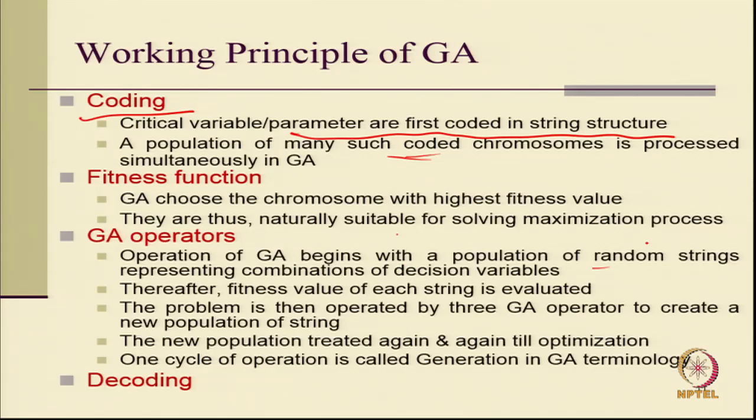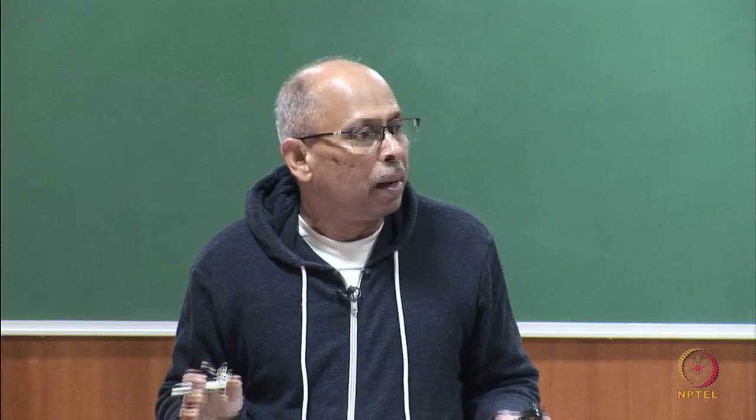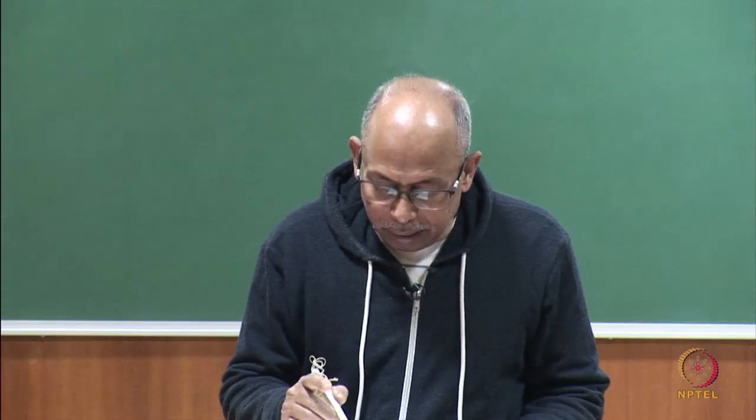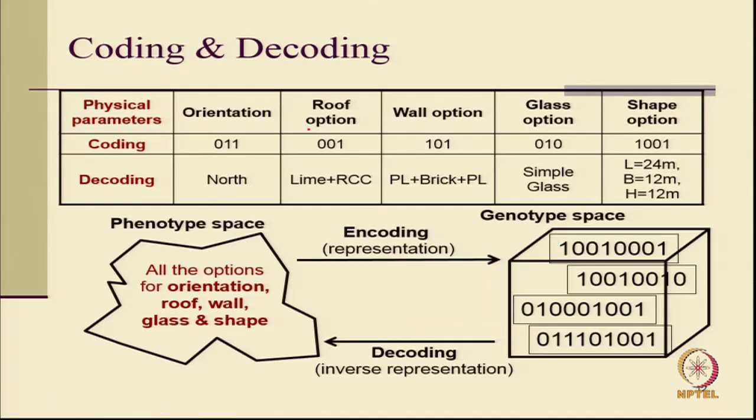I take a random population to start with. Now, how do I combine these variables? Supposing I have orientation, roof orientation is coded, because I will have, let us say, 8 cases of each: 8 orientation options, 8 roof options, 8 wall options, 8 glass options, 8 shape options, right.